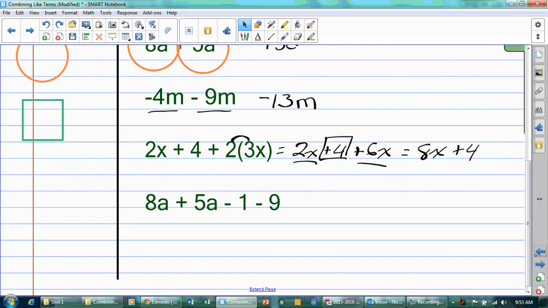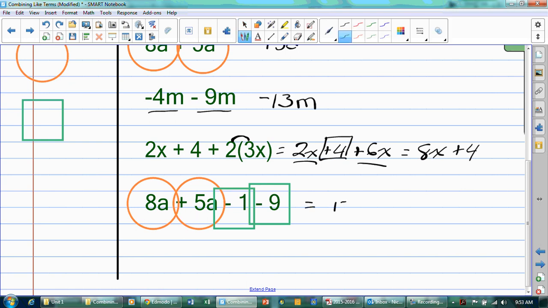Now this one, I've got two sets. I've got 8a plus 5a, and I have negative 1 minus 9. Okay, you have to get used to that this minus sign is a subtraction and a negative. Okay, you got to realize it's both at the same time. So to take care of this, I've got 8a plus 5a, so that's 13a.